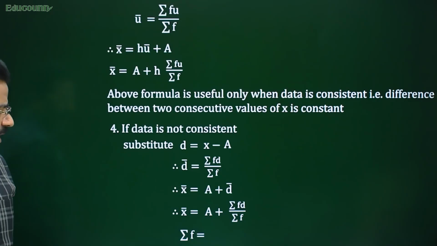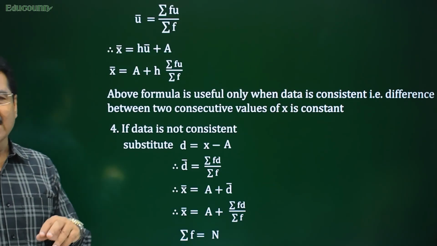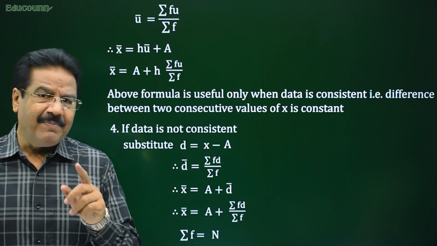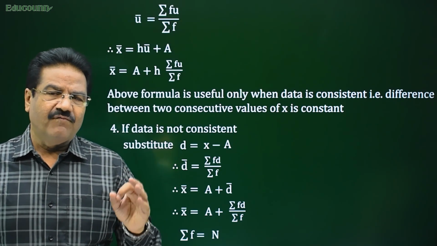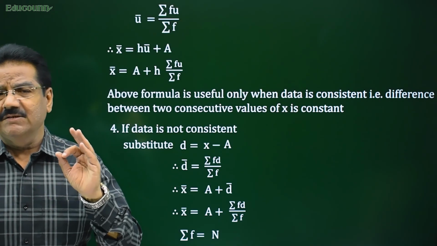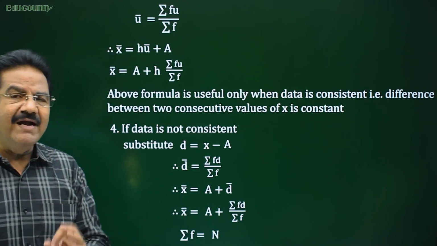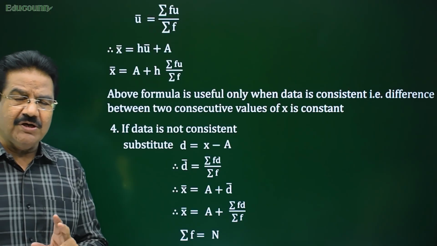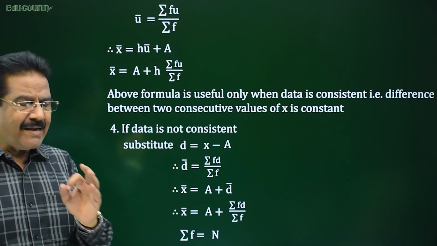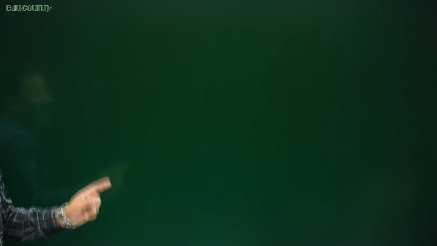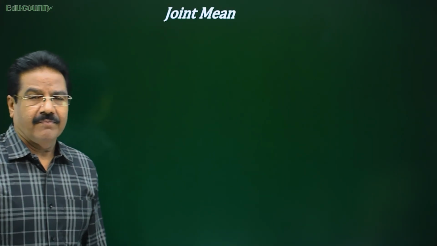One more important point, summation of f can also be denoted by capital N. Remember that capital N is a standard letter for the total frequency and small n is a standard letter to denote total number of readings. So do not have any confusion in that small n and capital N. So total frequency. Let us take now joint mean.